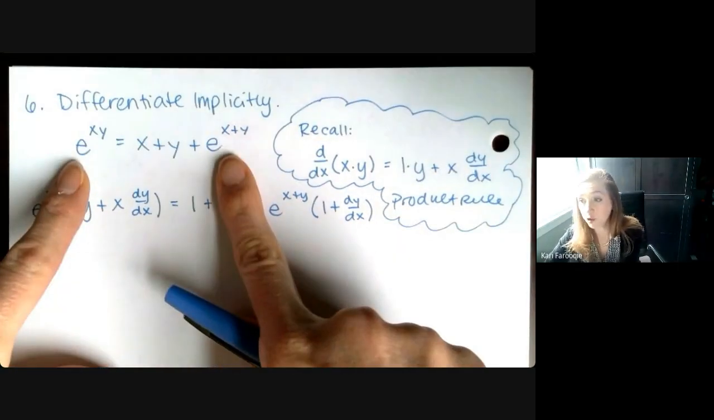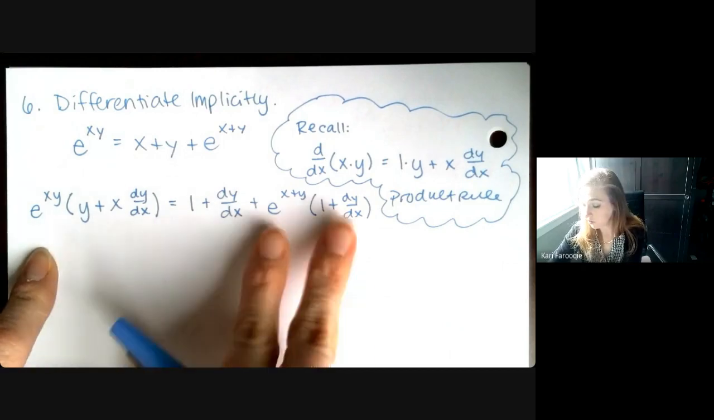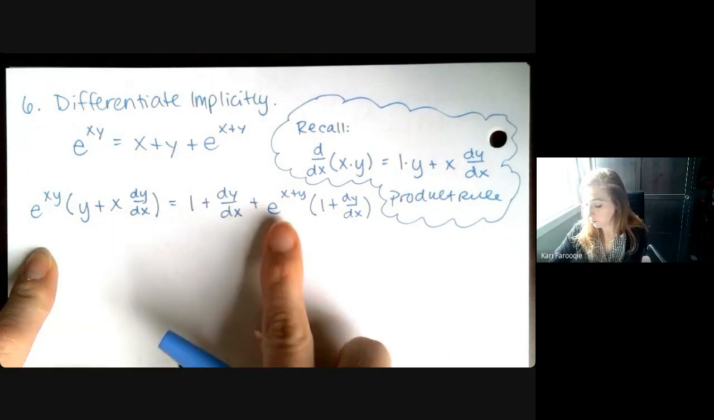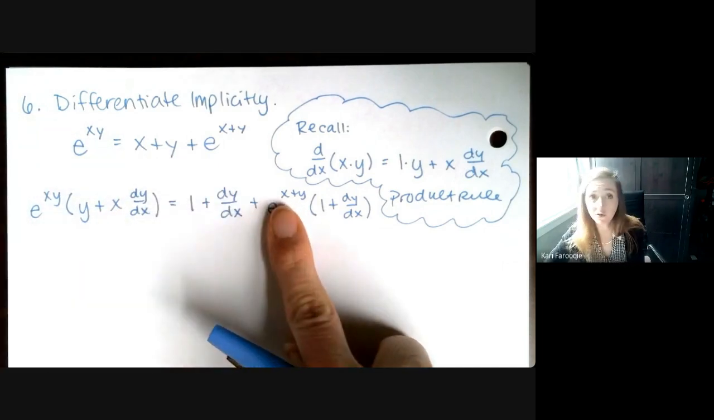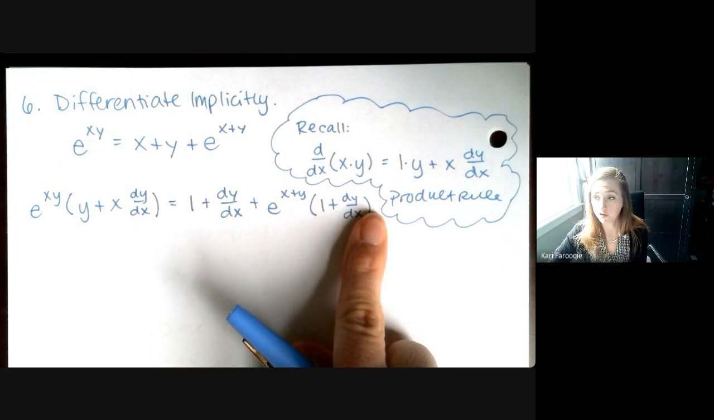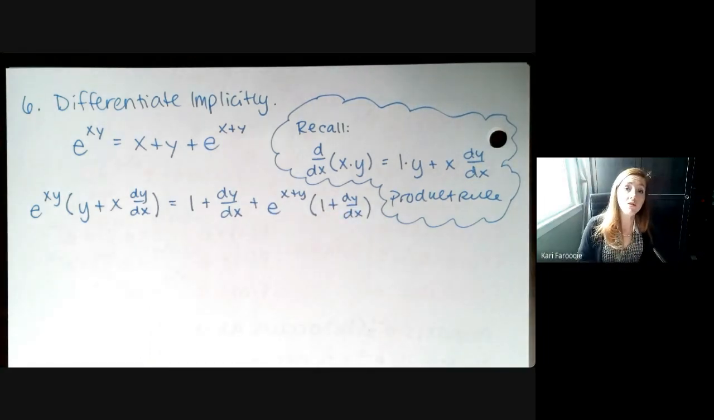Note that these two look really similar, but they're very different. This one needed the product rule. This one did not. So this one, we're just leaving the function the same. And then the derivative of the inside function is just the derivative of x plus y, which is 1 plus dy/dx. Now remember, the whole idea here is we're trying to solve for dy/dx.